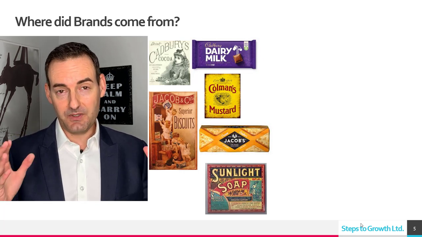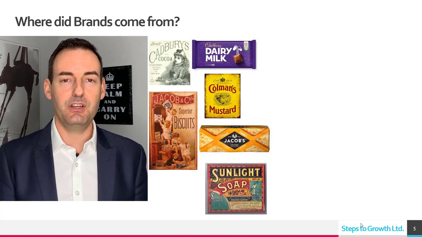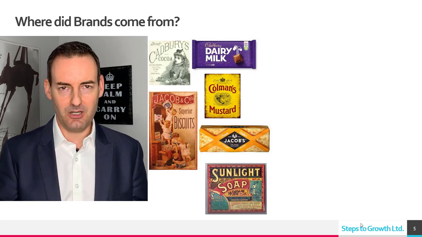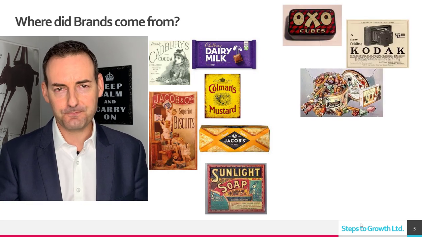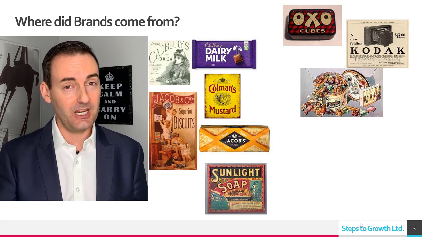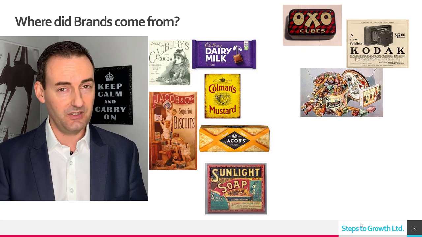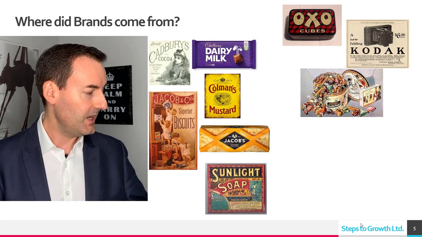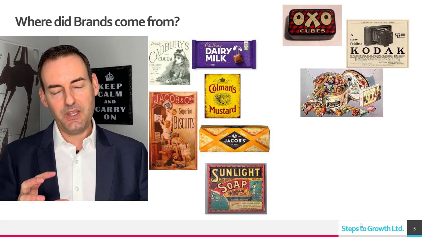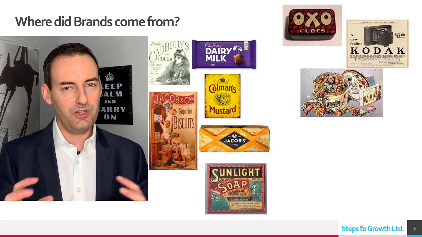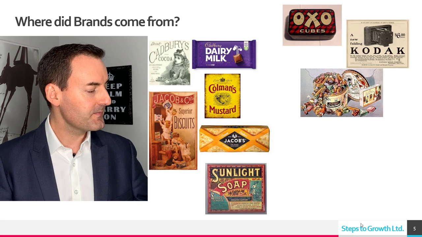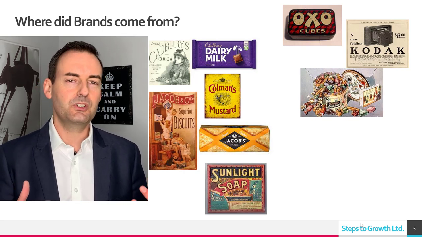Over time, as the market developed further, people needed to differentiate even more. So this is where made-up names essentially came along. So things like OXO Cubes, Kodak is a made-up name for a camera company to stand out, but you could also trademark a name easier than Mr. Smith's Cameras. And then you got into packaging, for example, you have Quality Street here. So how do you put innovative packaging colors with your name to stand out in the marketplace and on a shelf?